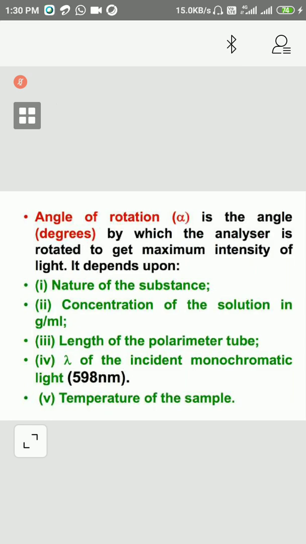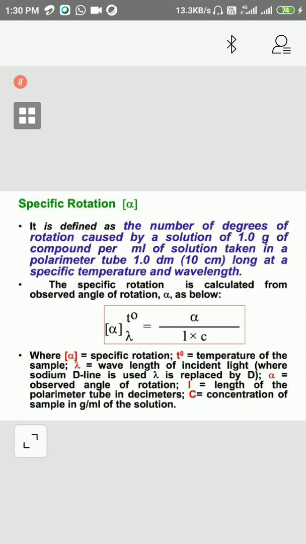The angle of rotation is the angle by which the analyzer is rotated to get the maximum intensity of light. How will it be affected? It depends on the nature of the substance, the concentration of the solution, the length of the polarimeter tube, the wavelength of the monochromatic light, and the temperature of the sample.